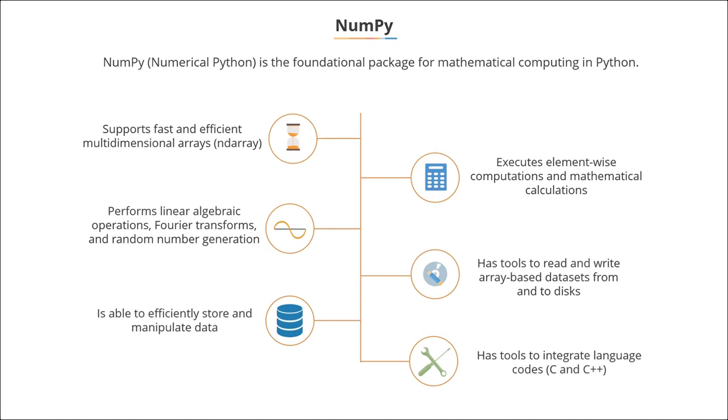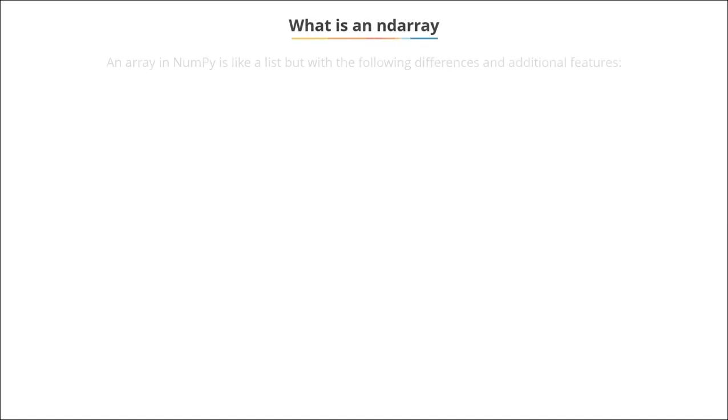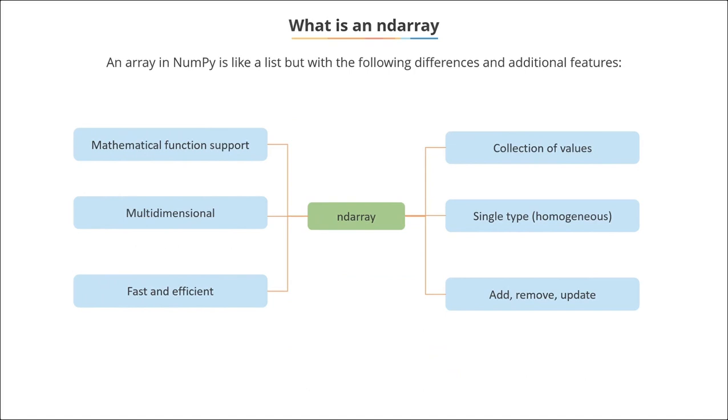We will learn about ND array in detail. An array is a collection of values that can be added, removed, and deleted just like a list. But unlike a list, it is homogeneous, that is, it can hold only a single type of data. It's also multidimensional. It supports mathematical functions and is fast and efficient.